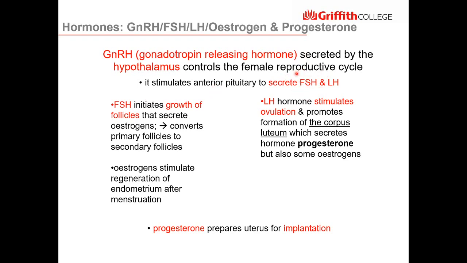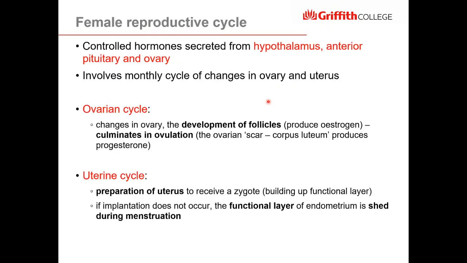Now, that was follicle-stimulating hormone. What about luteinizing hormone? What that does is help to stimulate ovulation, and it helps to promote the formation of the corpus luteum. The corpus luteum's primary role is that it will produce a little bit of estrogen, but its main one is to release progesterone. And one of the major functions of progesterone is to increase the buildup of that functional layer within the endometrium to prepare for potential implantation of the zygote.